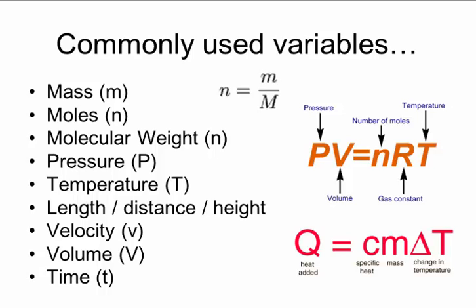Once again, I do not expect you to memorize all of these overnight. But it is a good idea to make these your friends. I mean, you've got pressure, volume, number of moles, the gas constant, temperature, specific heat. Now, please be aware that when I've got, for example, any variable with a dot on top like this, when I've got the M with the dot on top, it refers to the mass flow rate.